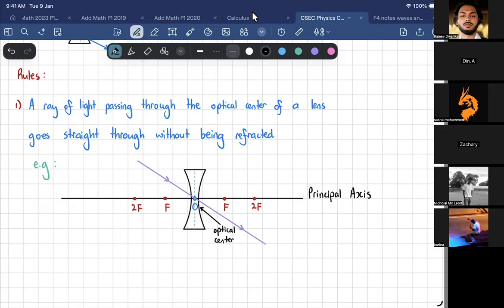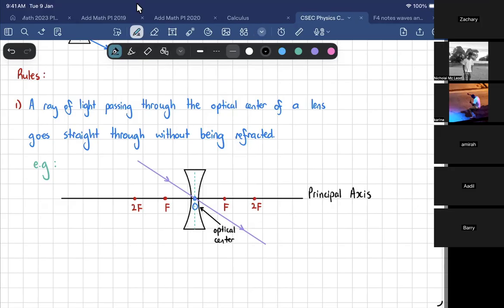So what do you guys notice about that purple line? That purple ray of light? What do you guys notice about it? It passes through the center. It passed through the optical center, but did it bend, did it refract, or did it just go straight through? Straight through, sir. Right. Karina, Zachary, Danelle, Sasha, Adil, Amira. Yeah, exactly.